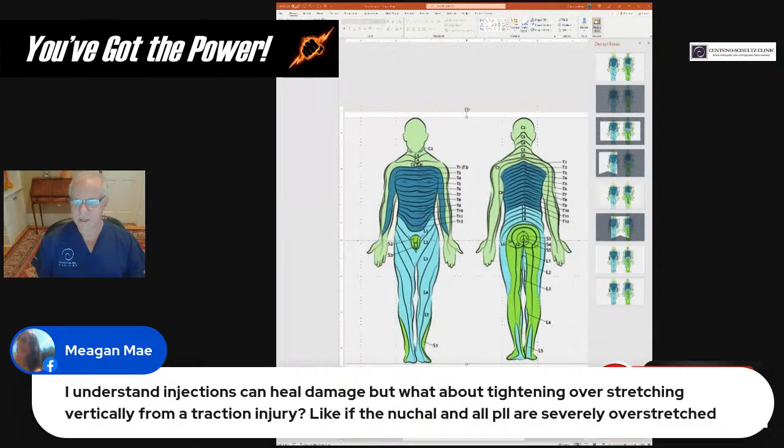Megan May: I understand injections can heal damage, but what about tightening, overstretching vertically from a traction injury, like the nuchal and ALL, where the PLL is severely overstretched? So I'm not quite sure what you mean. I think what you mean is that you believe you have a traction injury that injured the nuchal, anterior longitudinal, and posterior longitudinal ligaments. So if the question is, can those ligaments be treated? The answer is yes.